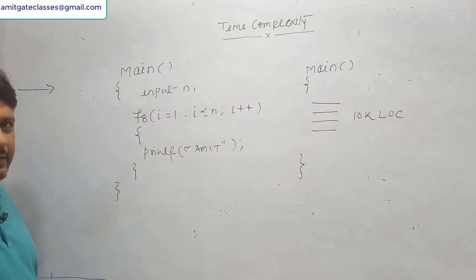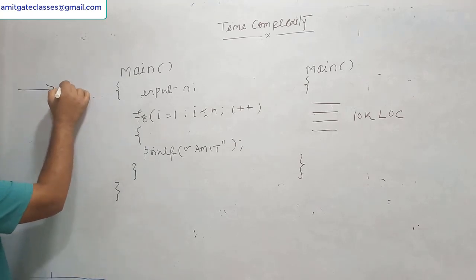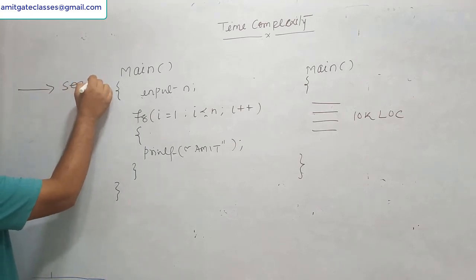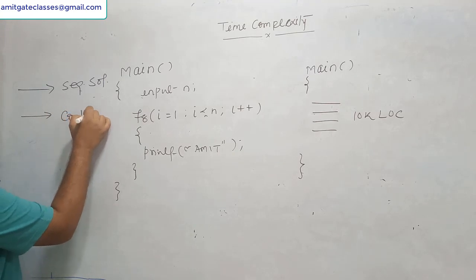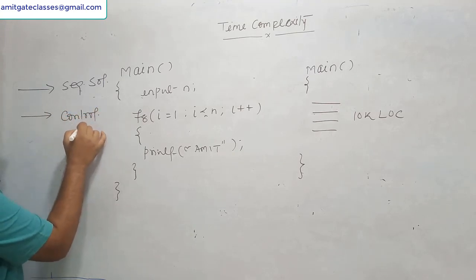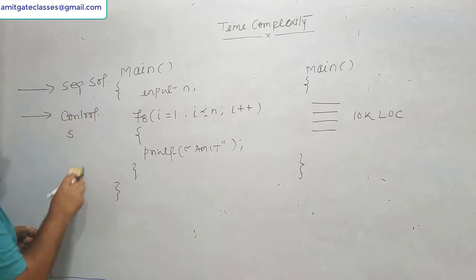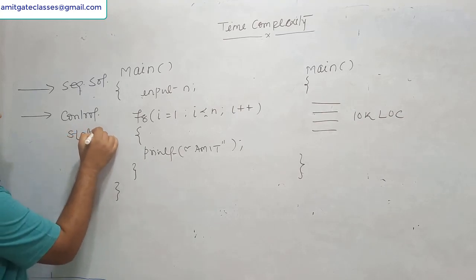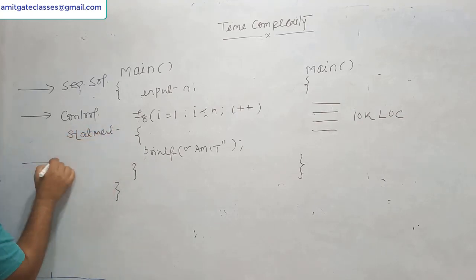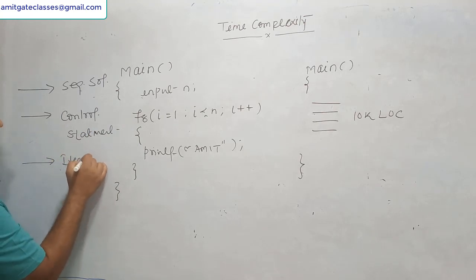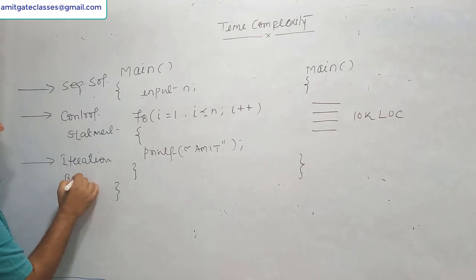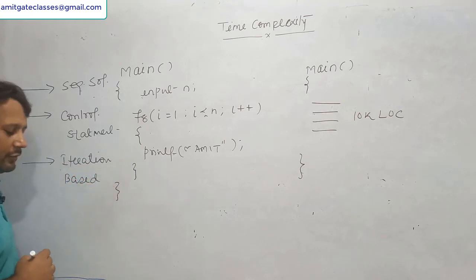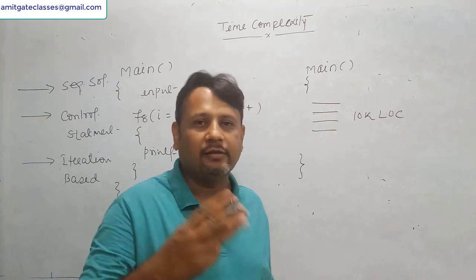A solution can be written in 3 ways. First, sequential solutions. Second, solution based on control statements. Do you know what a control statement is? A control statement is where if and else is required. Third is iteration based solutions. So whenever you write a program, you write it under these 3 categories.